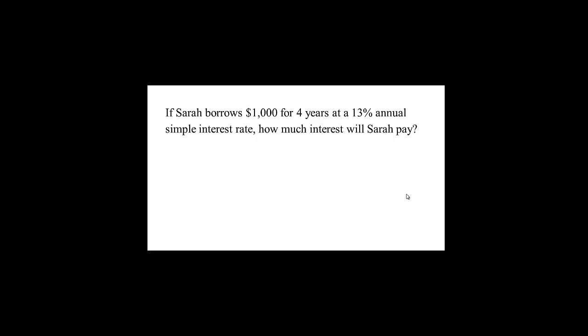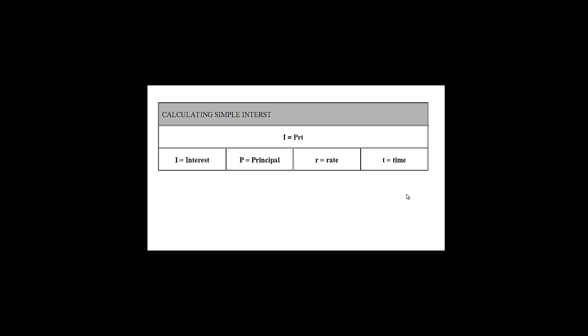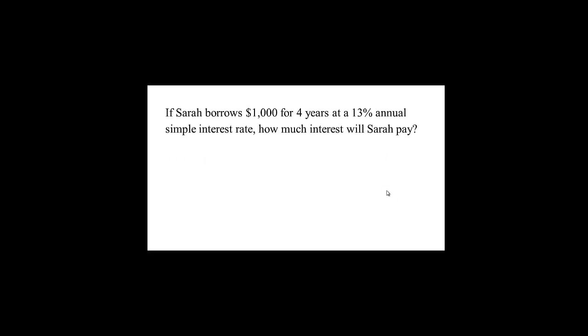Let's look at the question, if Sarah borrows $1,000 for 4 years at 13% annual simple interest rate, how much interest will Sarah pay? To do this problem, we want to look at our simple interest formula. I equals PRT, where I is the interest, what we want, P is the principal, what we start with, R is the rate, and T is time. Most of this we already know. We know what we start with, the initial amount, we know the rate, and we know the time. So it's simply a matter of putting the right numbers into the formula.